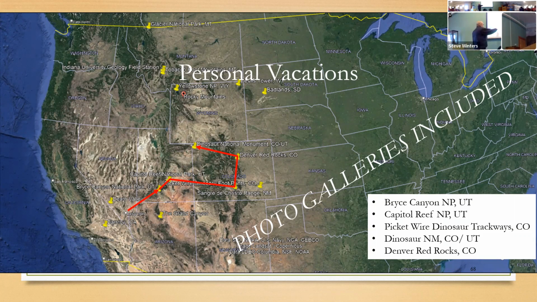Here we started in Las Vegas. We flew to Las Vegas this vacation. Drive to Bryce Canyon National Park. Next stop, Capitol Reef National Park. Maybe you've heard of these two national parks. I bet you've never heard of Ticket Wire Dinosaur Trackways. Then we go to Dinosaur Monument in another vacation, and then we end up at Denver and Red Rocks.